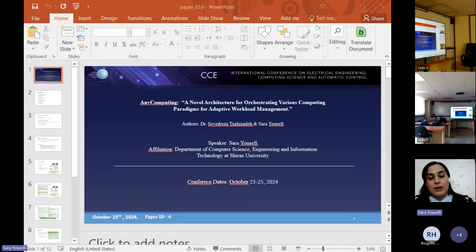AnyComputing is the name of our integrated computing architecture inspired by the anycasting routing approach, which is an innovative routing strategy designed to direct data packets to a set of destinations instead of one destination based on some specific criteria. This strategy enhances functionality and improves overall performance. As shown in the image, AnyComputing consists of four main layers: Mist, Edge, Fog, and Cloud. Among these layers, we have considered various computing paradigms. The paradigms that we consider are user premises, Edge nodes, Fog nodes, Cloudlets, MEC or multi-access edge computing, mobile ad hoc cloud computing, mobile cloud computing, and cloud servers.